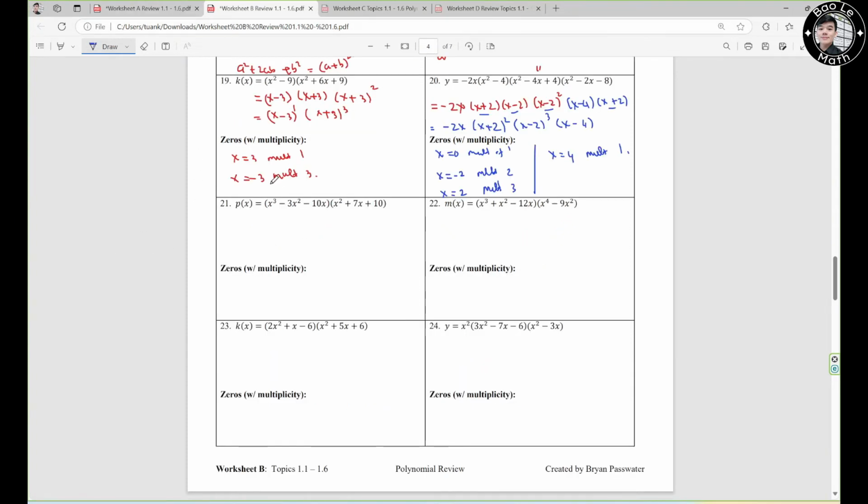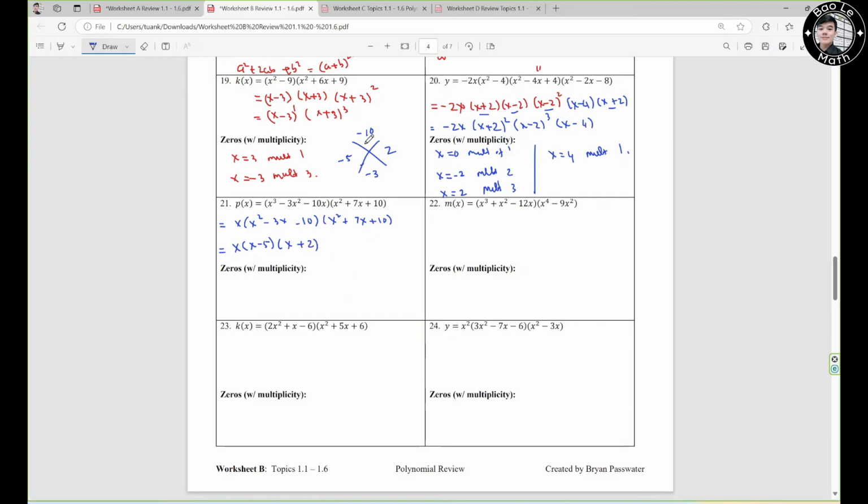Let's move on to number 21 right here. So I just factor this one out. So it's going to be s times s squared minus 3s minus 10, and then times s squared plus 7s plus 10, right? So the first one right here, I use the X method. I put negative 10 right here, negative 3 right here, right? I need to find two integers that multiply to equal negative 10 and add up to negative 3, which is negative 5 and 2. So this one can be written as s times s minus 5 times s plus 2, right?